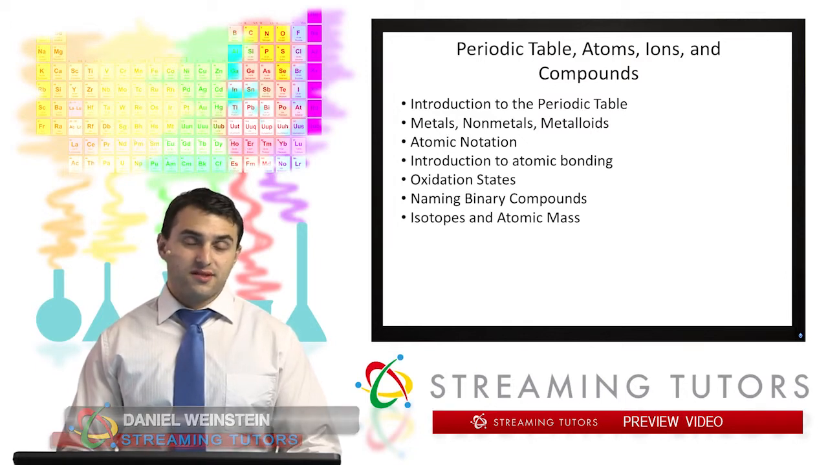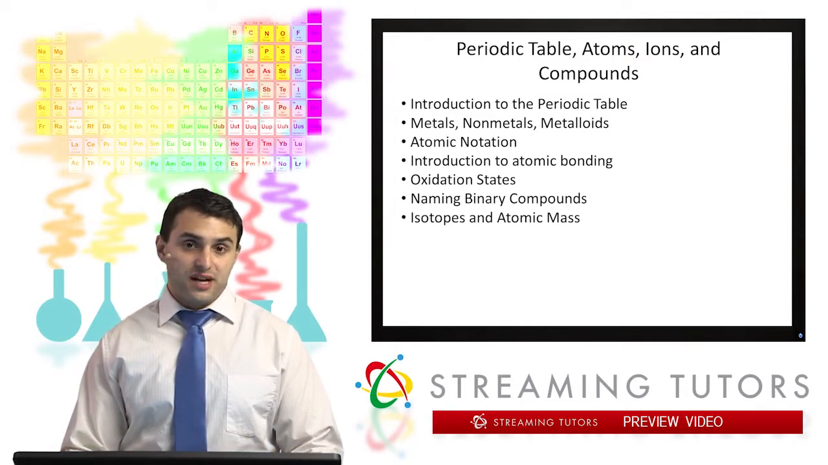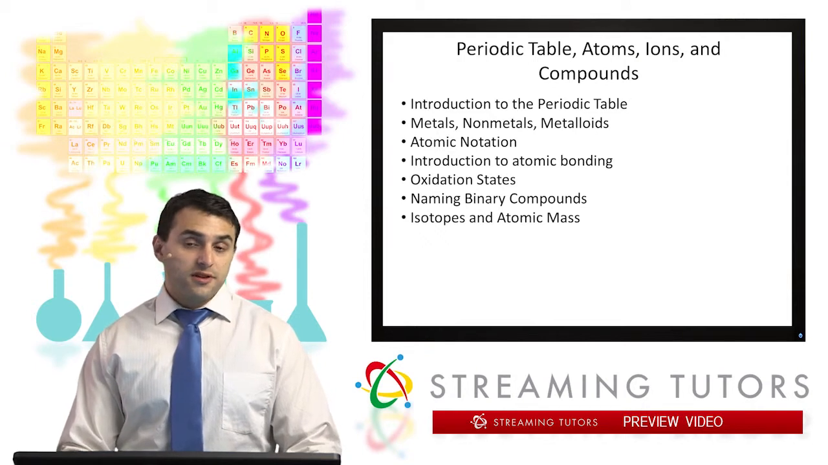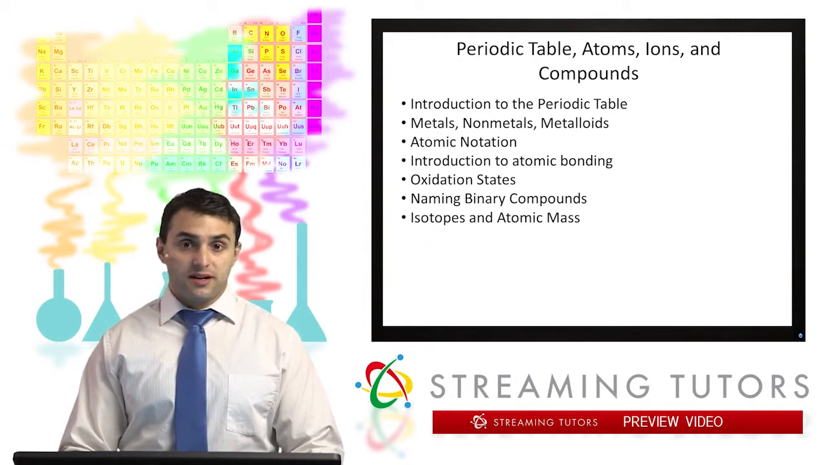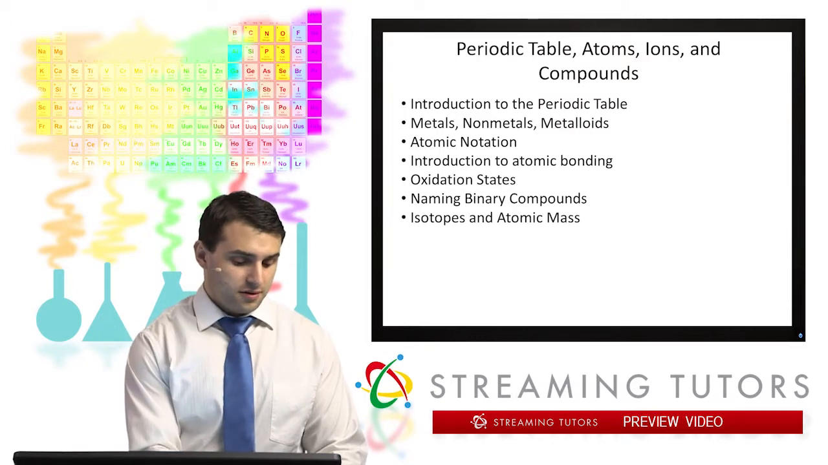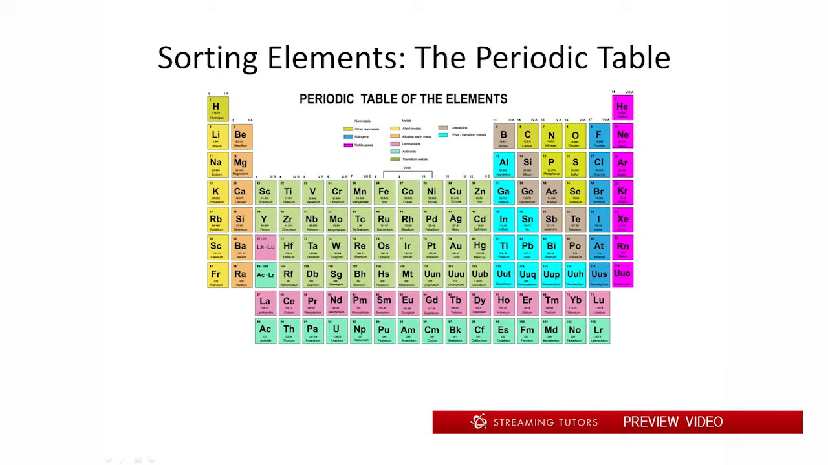The periodic table is probably something you know as the basis of chemistry, and that's true. The periodic table allows us to organize all the different elements that occur in chemistry in a systematic way that we'll look at in this video. So, here's our periodic table.